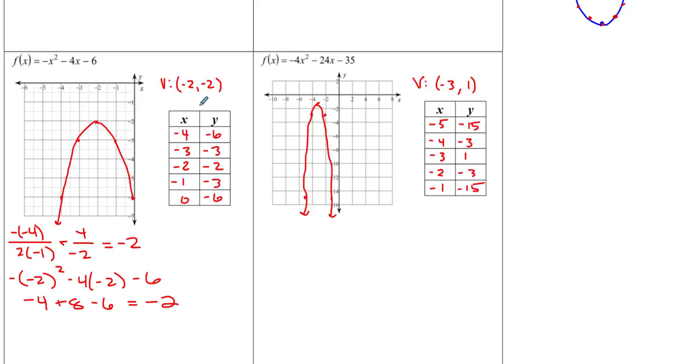All right, welcome back. So on this one, I went ahead and graphed that. We found that vertex together. Now take a look at this last one. I found the vertex, -3, 1. We got some giant numbers here.